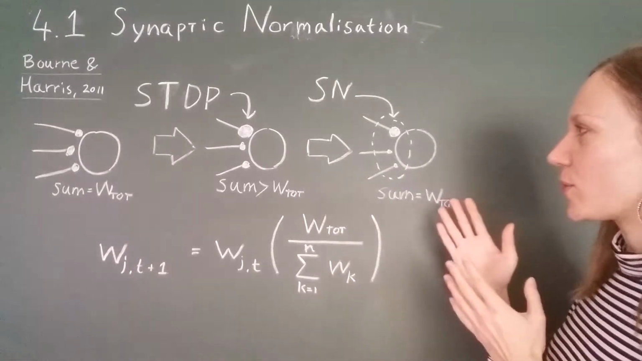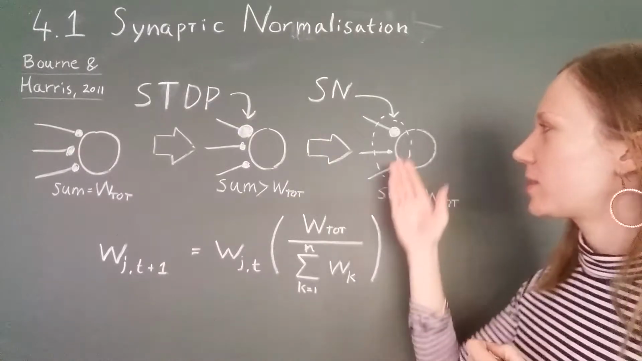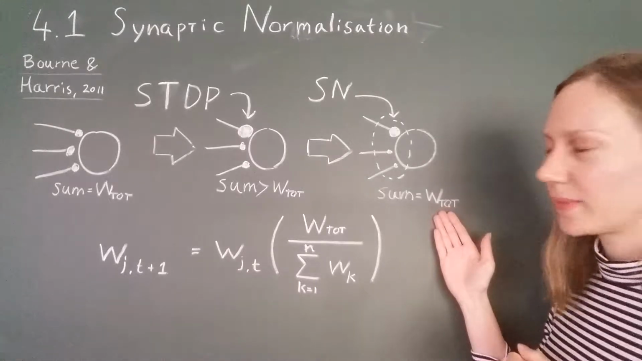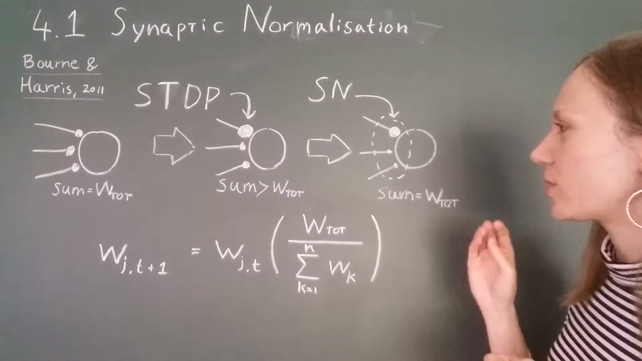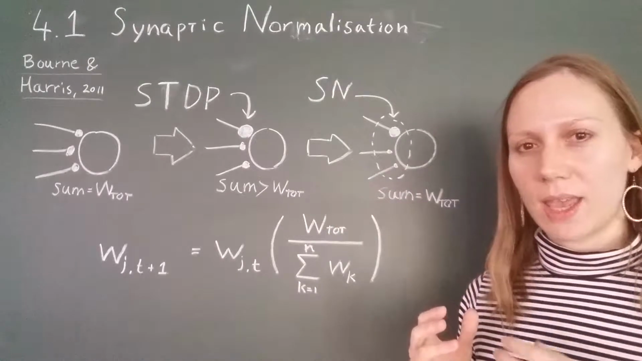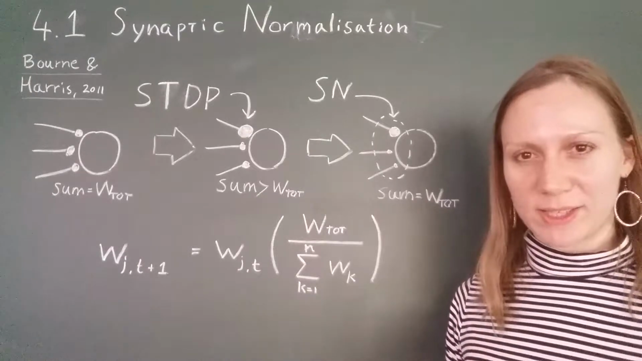Now, this rule, of course, ensures that you don't get unlimited growth of a synaptic weight, because a single weight can never exceed W total by itself. The biological basis of this synaptic normalization very likely lies in the limitation of postsynaptic resources, for example, receptors for neurotransmitter.